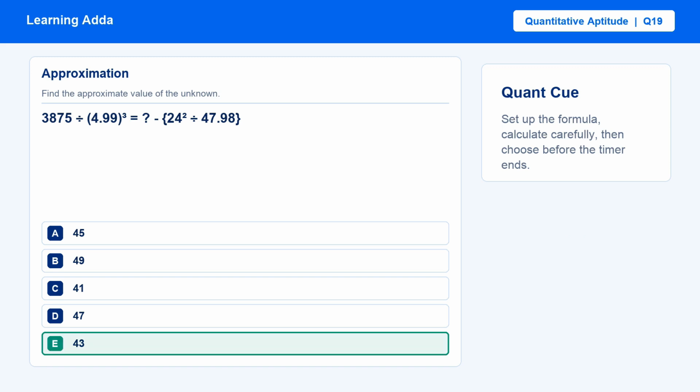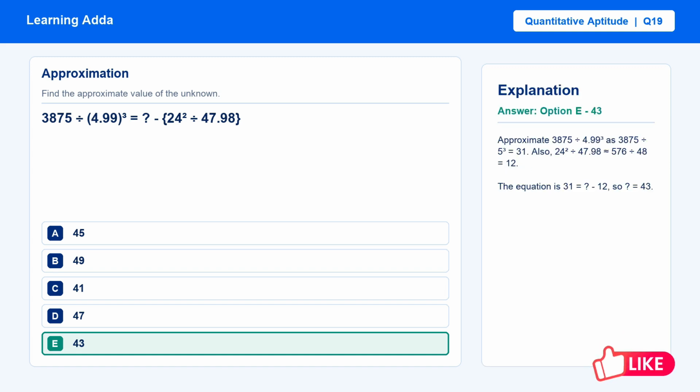The answer is option E, 43. Approximate 3875 divided by 4.99 cubed as 3875 divided by 5 cubed, which is equal to 31. Also, 24 squared divided by 47.98 is 576 divided by 48, which is equal to 12. The equation is 31 minus 12, which is equal to 43.